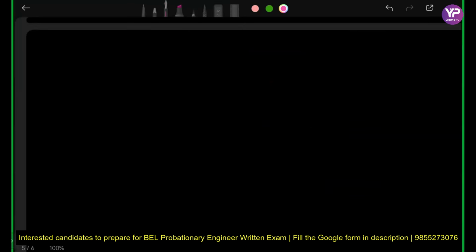Next is, basically all Boolean expressions can be realized using logic gates, right? So now we are going to discuss some basic logic gates.